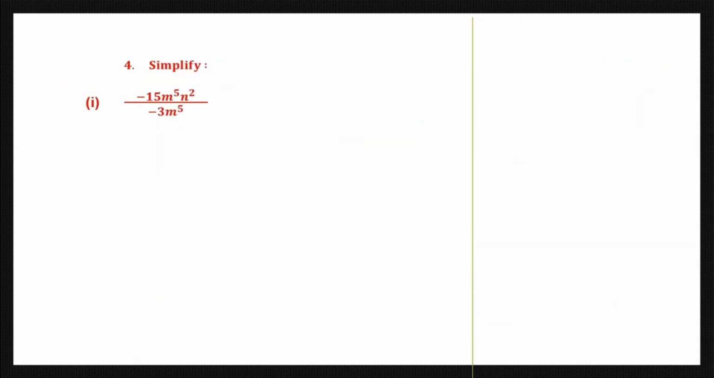Next question, simplify. So here let's write down minus 15 into m to the power of 5 into n to the power of 2 divided by minus 3 into m to the power of 5. So let's cancel the numbers and the signs. So minus into minus makes it plus. Now 3 5s are 15 and this is 1 here. So now what do we have?